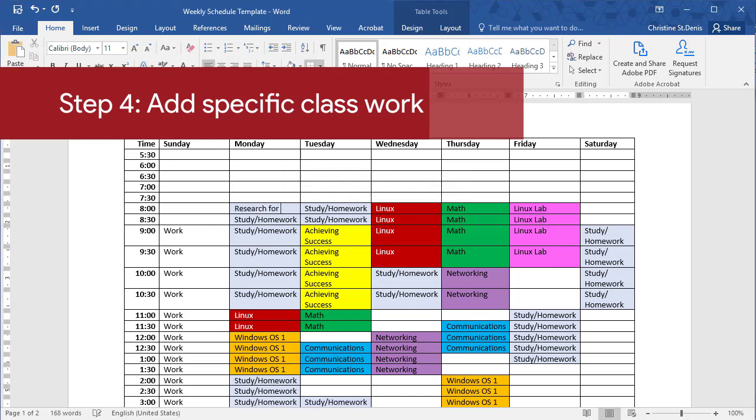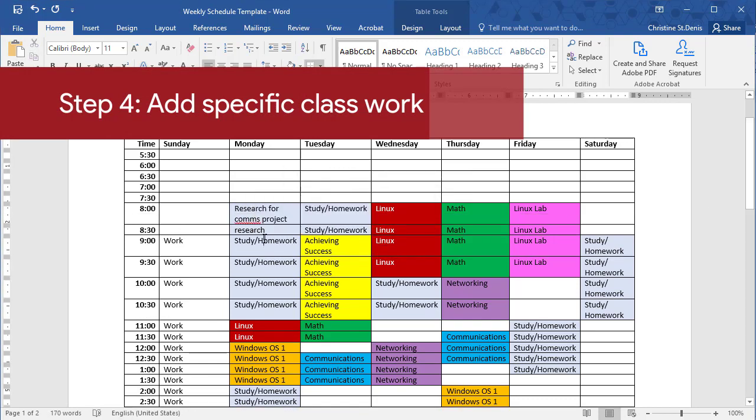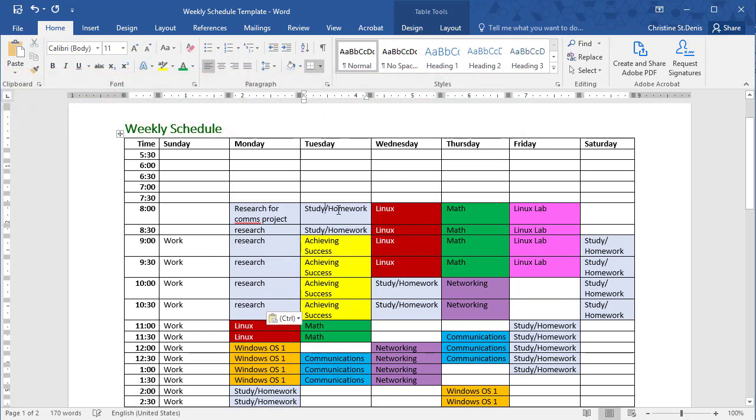Add the specific classwork you need to do for the week into these study periods. This can include assigned readings, assignments, studying, etc.